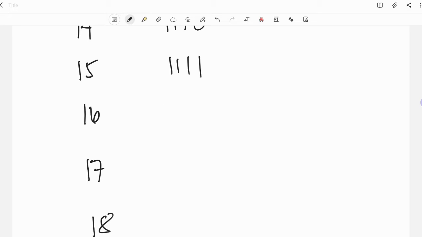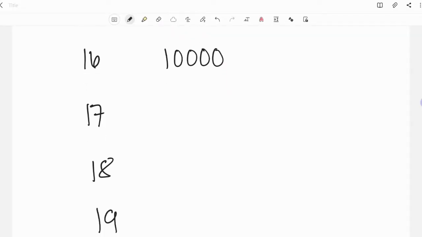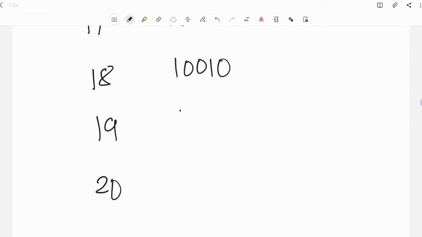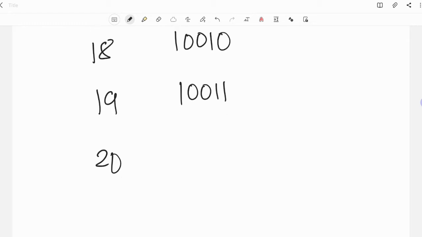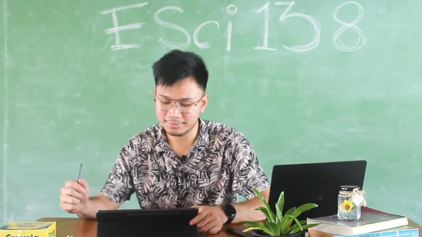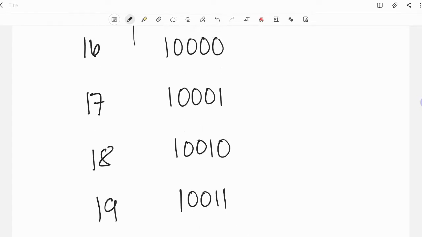16, 1 0 0 0 0. Na himo na tang 5 bits. 17, 1 0 0 0 1. 18, 1 0 0 1 0. 19, 1 0 0 1 1. And 20, you have 1 0 1 0 0. So ingana lang siya kung binary. Nakagets lang mo sa iyang pattern. Kung makita ninyo, nag-isbog-isbog lang ang atong mga ones and zeros.